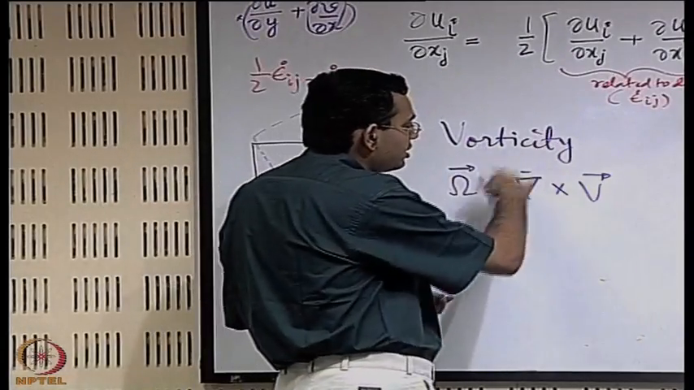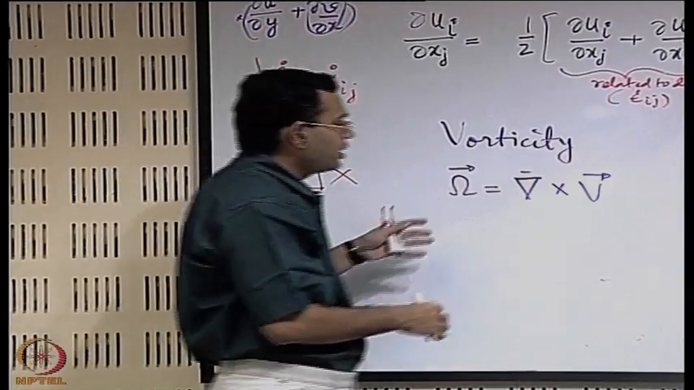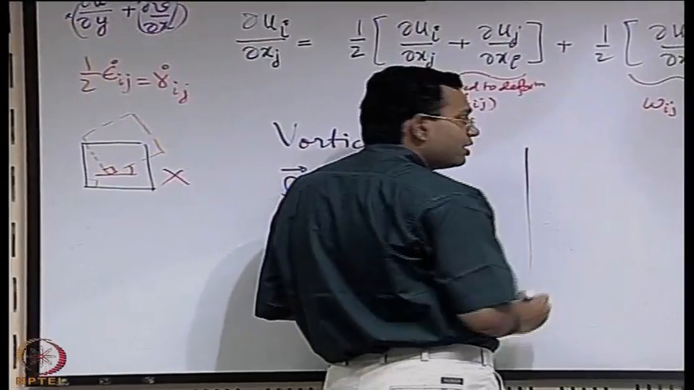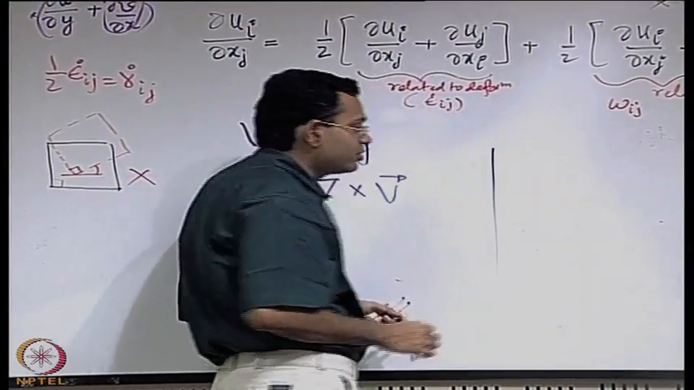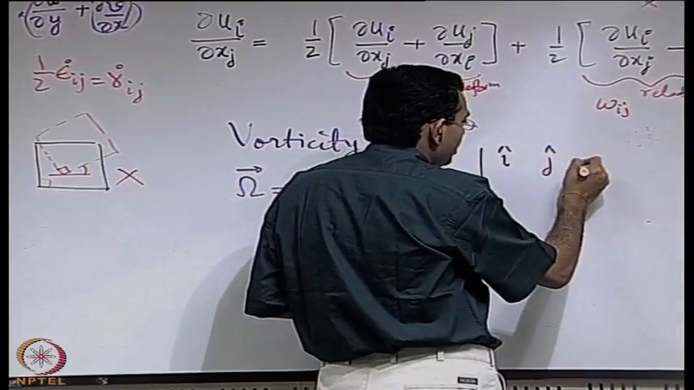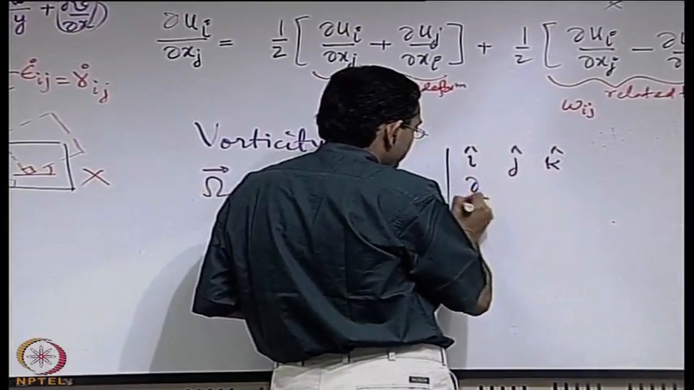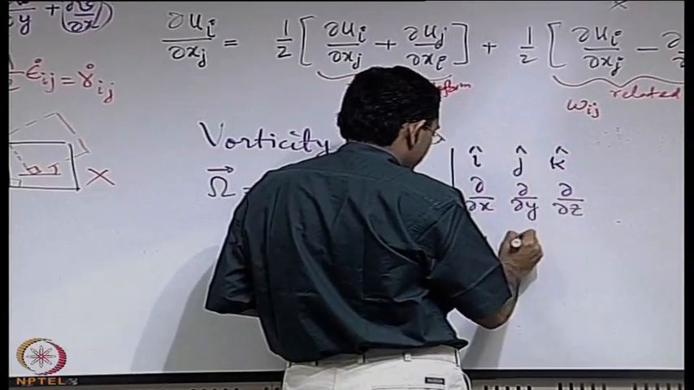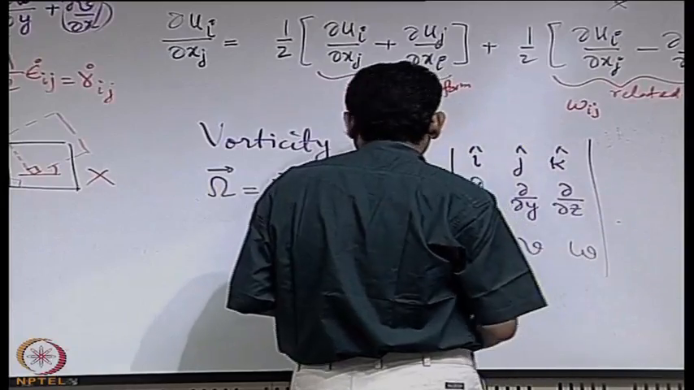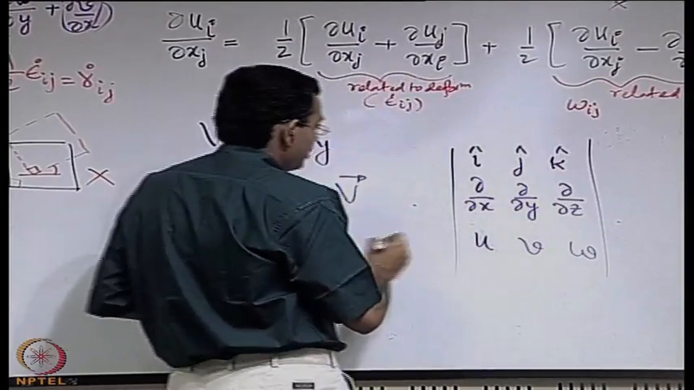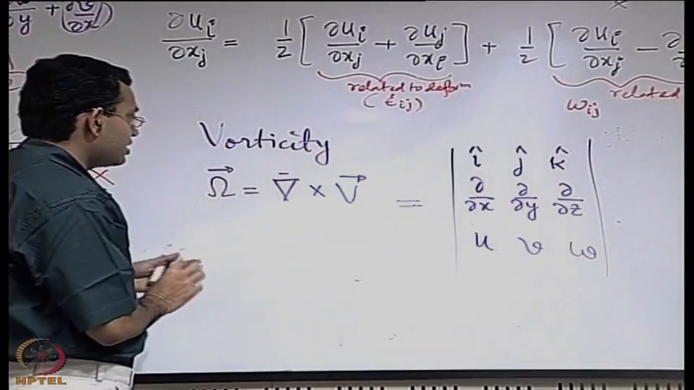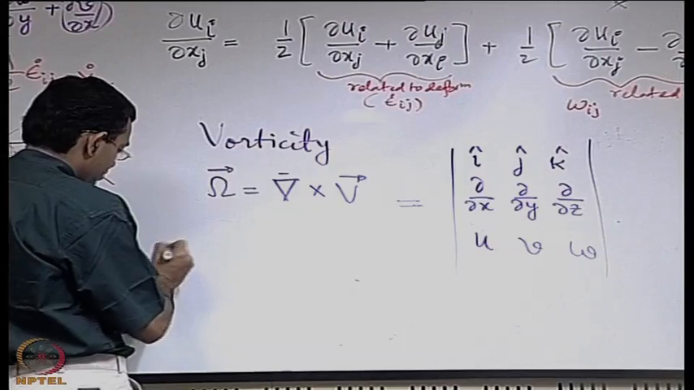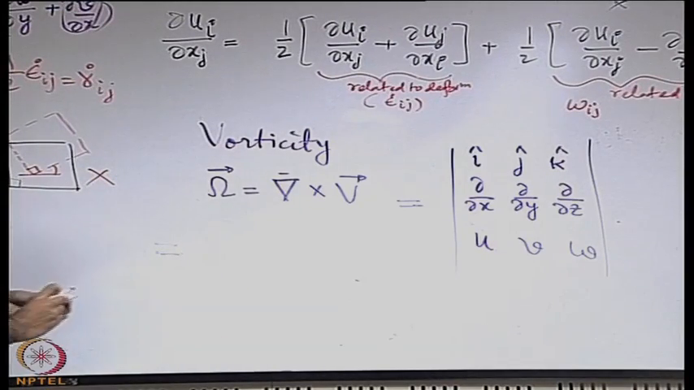Now this vorticity, when it is defined in this way, let us try to expand it in terms of its Cartesian components, and let us see that will give us a fair idea of what physically it tries to represent. So we will write it in a determinant form. That is the vorticity vector. So let us write its components. What are the components?